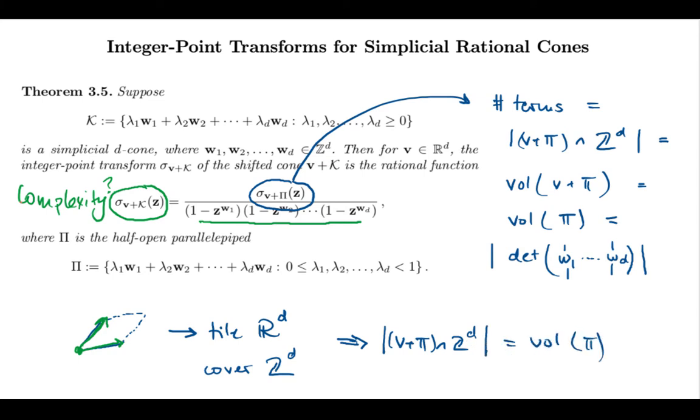At any rate, I invite you now to look back at the examples we've had so far in this video and in the previous one, and realize that the complexity in each example can be expressed in a very concrete way by the volume of the fundamental parallelepiped, or alternatively by the determinant of the matrix constructed by the generators.